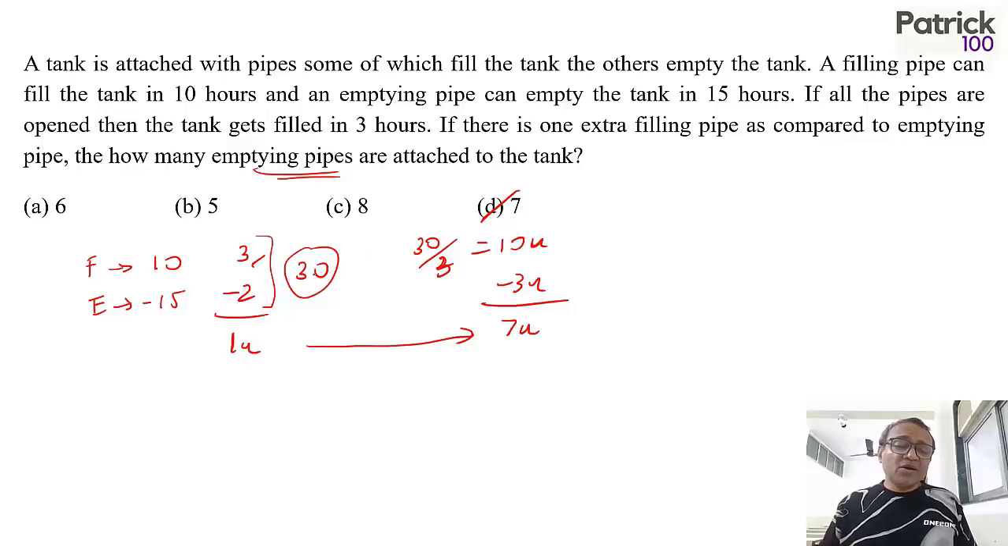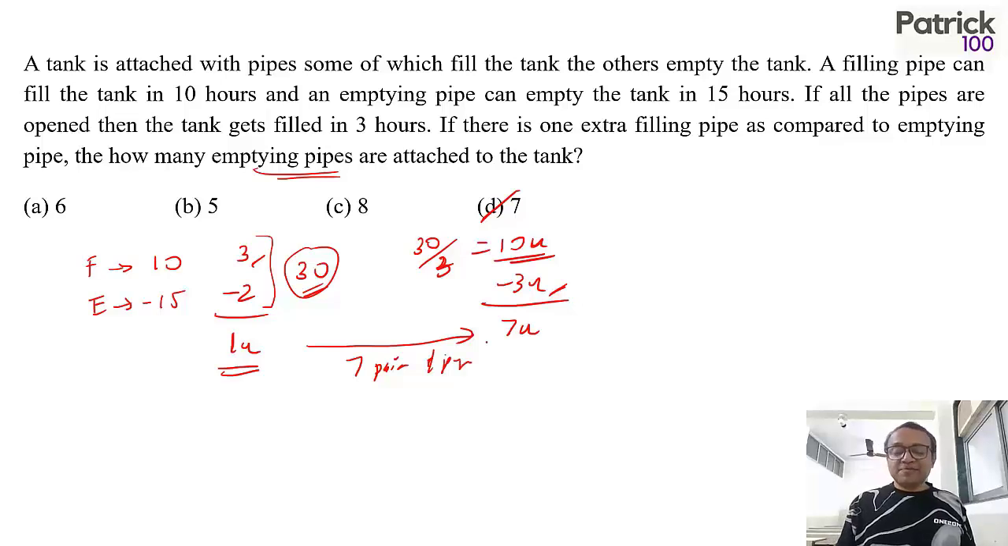I repeat, total work 30 to be done in 3 hours, 10 units per hour. From which there is one extra filling pipe removed at 3 units. So 7 units of work to be done by an equal number of filling and emptying pipes. One filling and one emptying does 1 unit of work. To do 7 units of work, you require 7 pairs of pipes. That means 7 emptying and 7 filling pipes. So from that you get the answer 7.